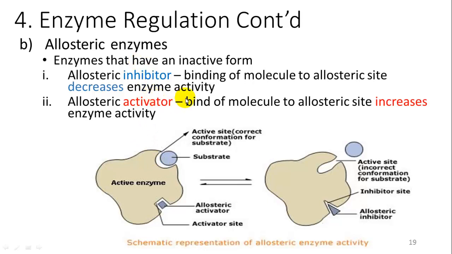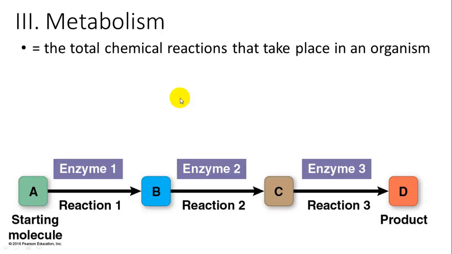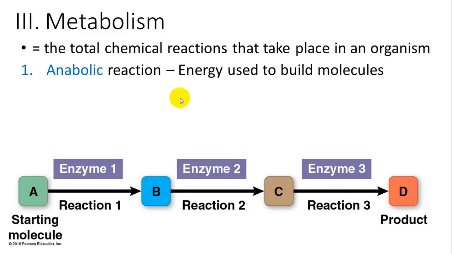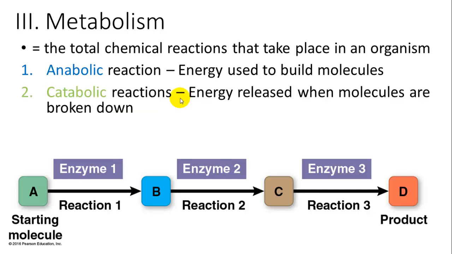Now, why are all these things important? Well, metabolism is the total chemical reactions that take place, and many times it'll have a cascade of reactions that have to occur. Some of these reactions may be anabolic, which means that energy is used to build molecules. These are generally endergonic reactions. They require energy because you're building something, making something more complex. Or you may have catabolic reactions where energy is being released as you break down molecules.